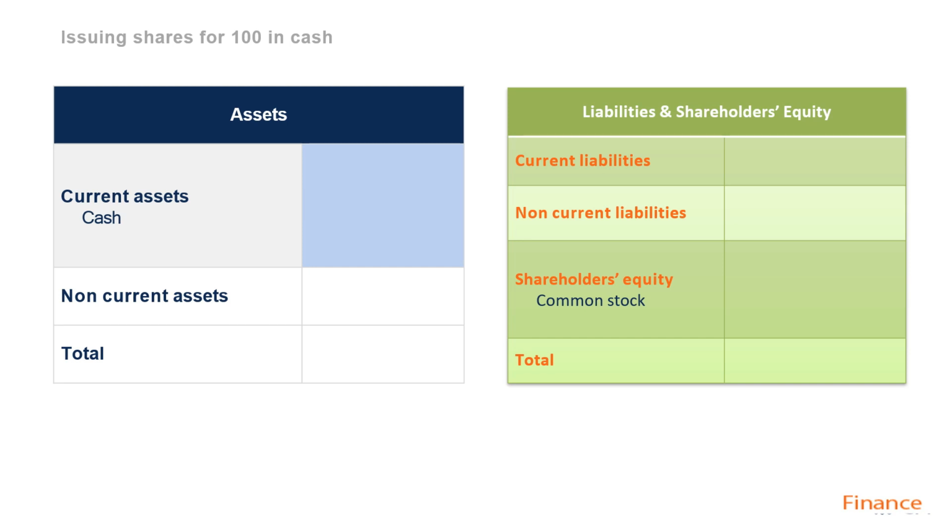Let's start off by looking at issuing shares for 100 in cash. What this means is that cash, which is a current asset, is going to increase by 100. At the same time, we have a common stock under the shareholders' equity, which is also increasing by 100, leaving us with a balance sheet that is balanced at 100 on both the asset side and liabilities and shareholders' equity side.